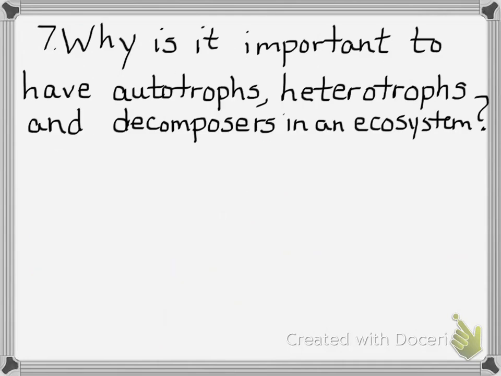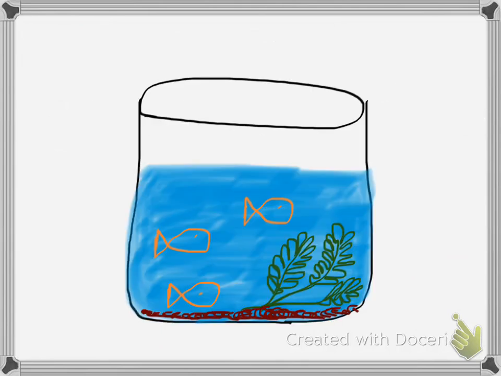Super. Okay, number 7. Why is it important to have autotrophs? They can make their own food. Heterotrophs, they can't. And decomposers in an ecosystem. So check out my ecosystem. It's like my aquarium in the back, right?